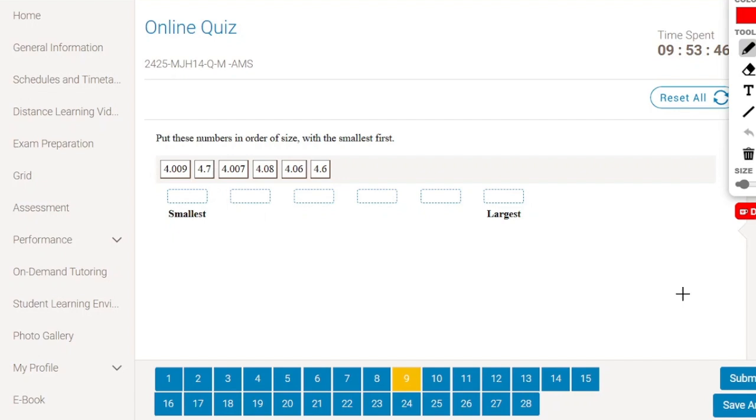Now question number 9. Put these numbers in the order of size with the smallest first. I have this number, the whole numbers are 4s. Then I have the decimal points here: 4.009, 4.7, 4.007, 4.08, 4.06, 4.6. Here you want to arrange these numbers from the smallest to the largest. Now let's see here. What is the smallest number here?